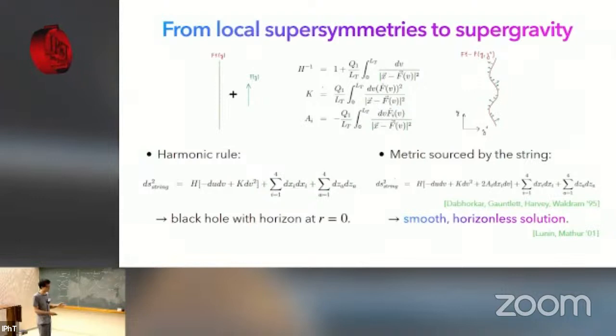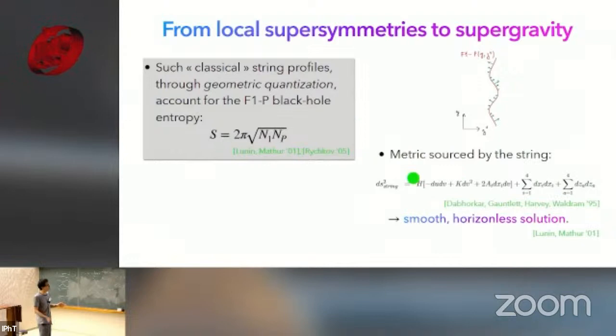You can understand these solutions as the metric that is sourced by some classical string profiles. And of course, the number of them is infinite. But because you are in a phase space, you want to quantize these things. And so you can use geometric quantization and show that the number of quantum states of these account for the F1P black hole entropy.